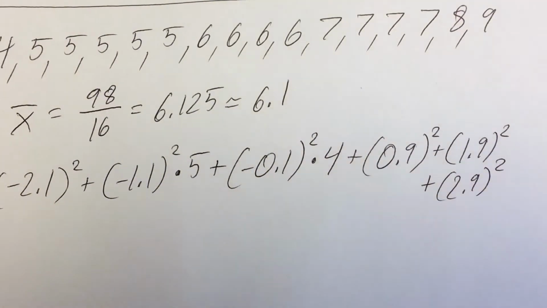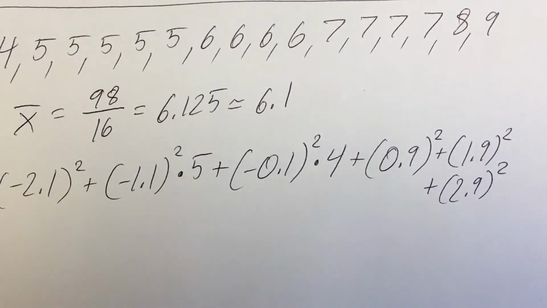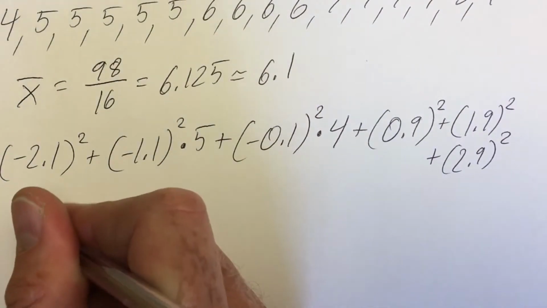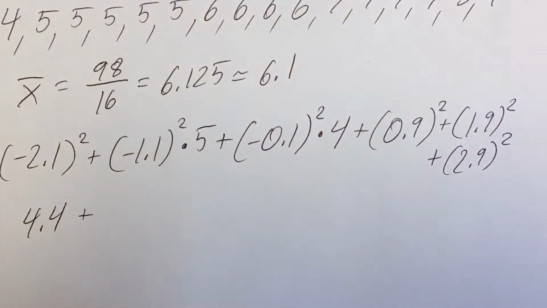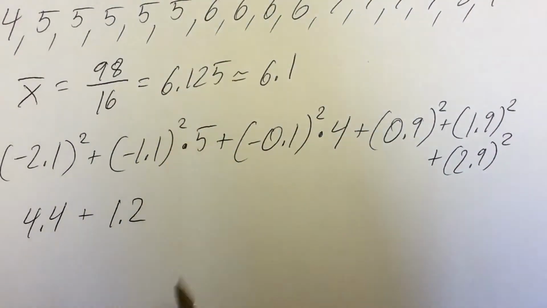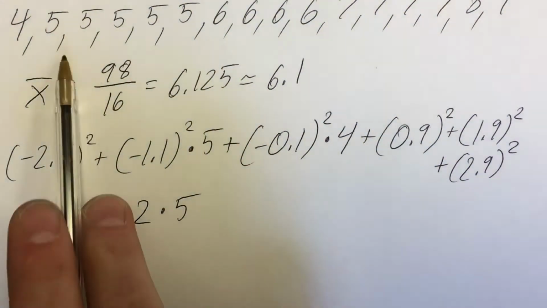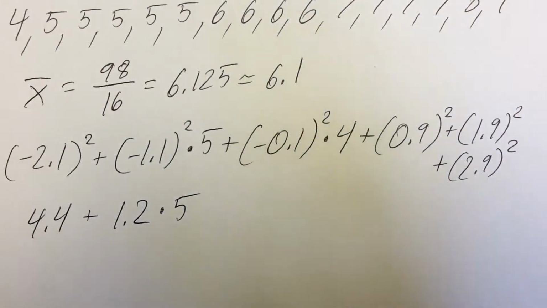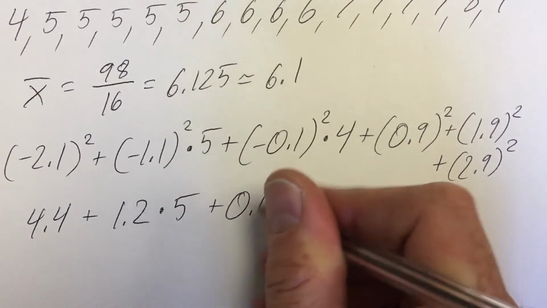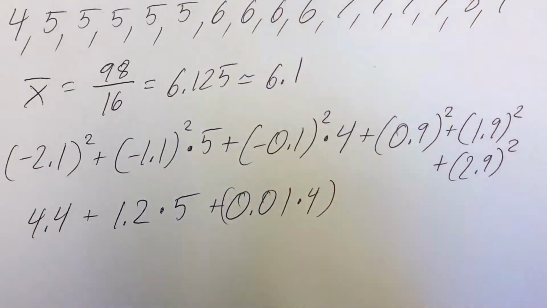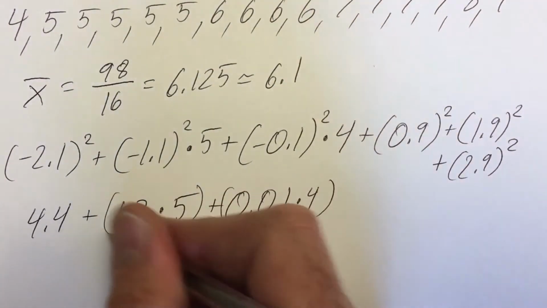Continuing to solve this equation, negative 2.1 squared will give us the value of 4.4. Negative 1.1 squared will give us the value of 1.2. And again, we'll multiply this by 5 to represent the 5 5s that were given above. Negative 0.1 squared would be 0.01. And again, we'll multiply by 4 to represent the 4 6s that were given above.